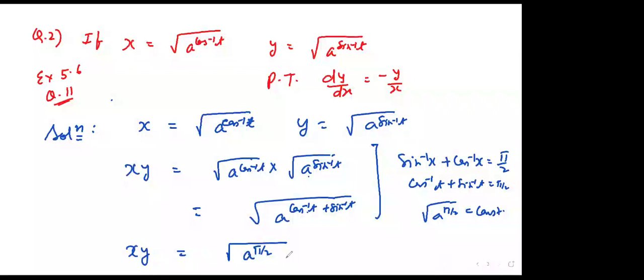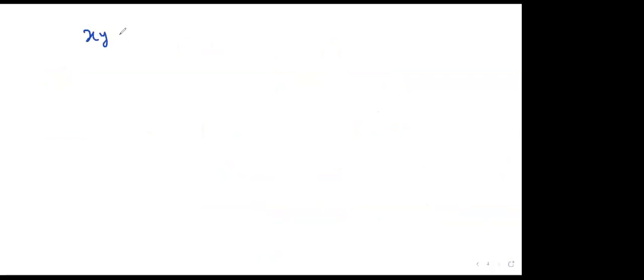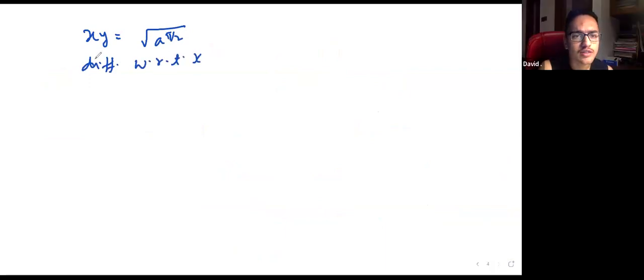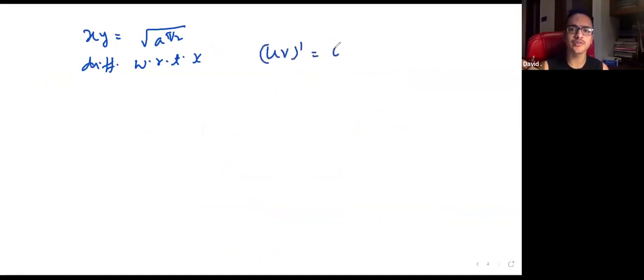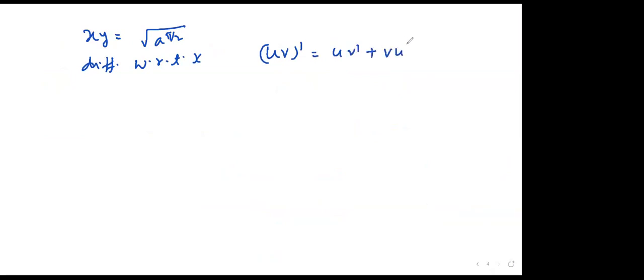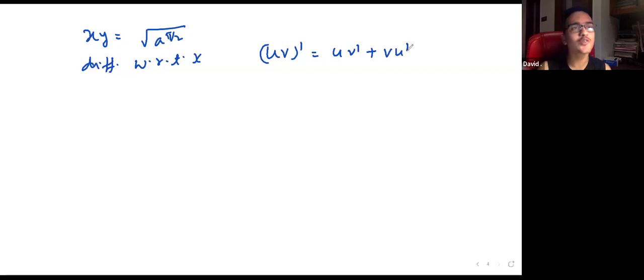So xy equals a constant, we have to differentiate it and then it will become 0. We have xy equals square root of a to the power pi over 2, differentiating with respect to x. So again, we have to apply the product rule. What is the product rule? No, no, that is the quotient rule.